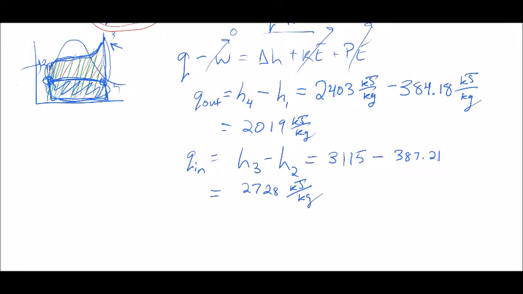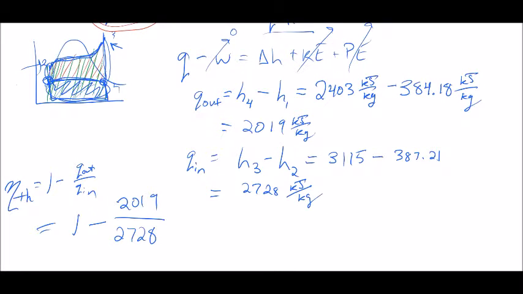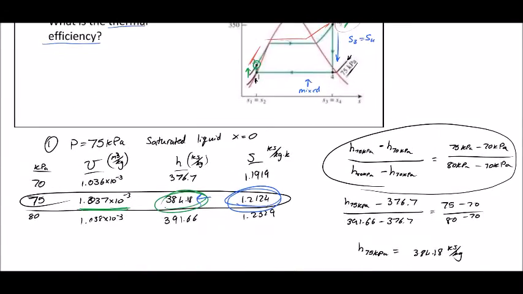Great. So now it seems like we have all of our values. Now we take our thermal efficiency, which is 1 minus Q out over Q in. That equals 1 minus 2,019 divided by 2,728. If we run those numbers, we find the thermal efficiency to be 0.26, so in percentage terms, that's about 26%. Great. Now we have our thermal efficiency, and you solved the problem.